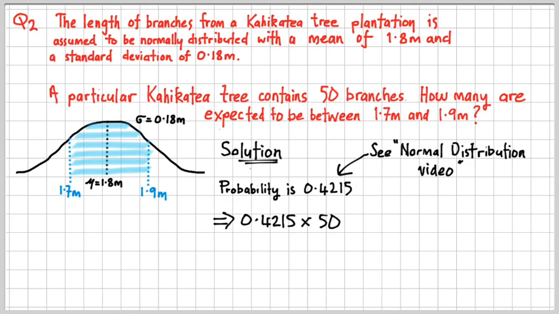So in terms of applying this probability, we're going to multiply our probability 0.4215 by 50. We get an answer of 21.075. Now that's not our final answer, because we can't have 0.75 of a branch. It's not appropriate to round up either, because it just seems too far away, and we're looking for the nearest realistic value here. Okay, so we've got 21 branches.